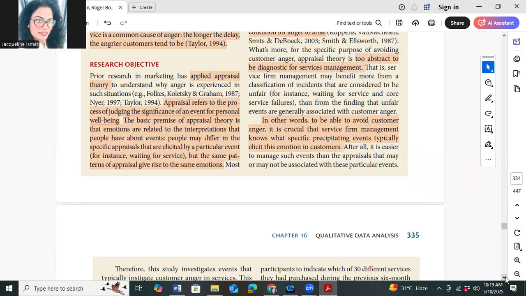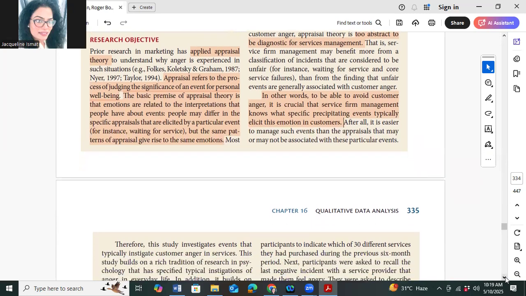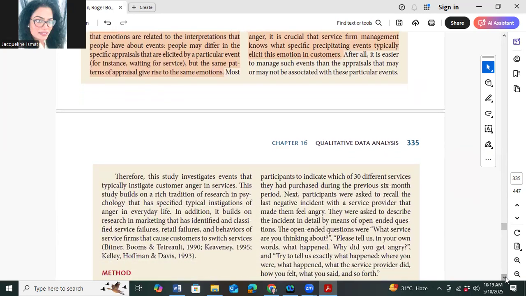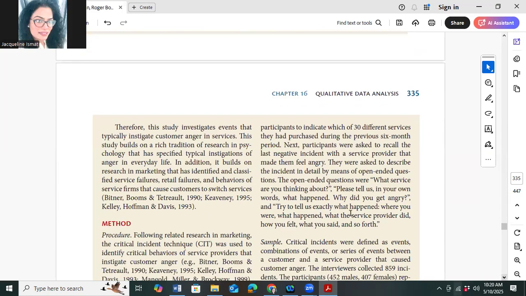After all, it is easier to manage such events than the appraisals that may or may not be associated with the particular events. Therefore, the study investigates events that typically instigate customer anger in services. The study builds on a rich tradition of research in psychology that has specified typical instigations of anger in everyday life. In addition, it builds on research in marketing that has identified and classified service failures.